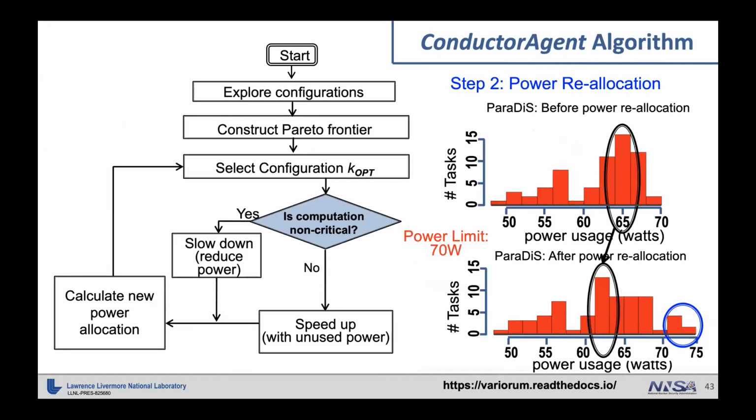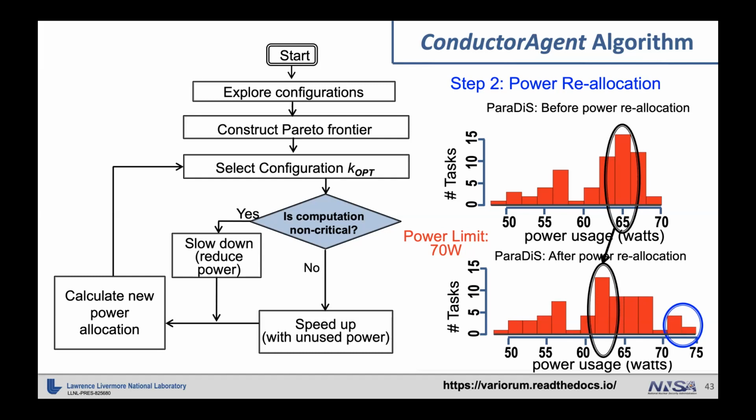The second step is the power reallocation step. I just advanced the flowchart a few steps. In this part, Conductor checks if a computation is non-critical. If it is non-critical, it slows the computation down by reducing its power and then uses that excess power to speed up the critical computation in that time step. Conductor assigns this power by selecting another power efficient configuration at that higher power usage that was explored earlier in the previous step.